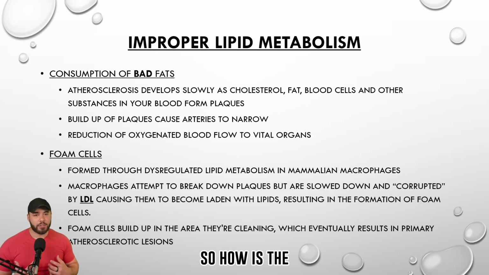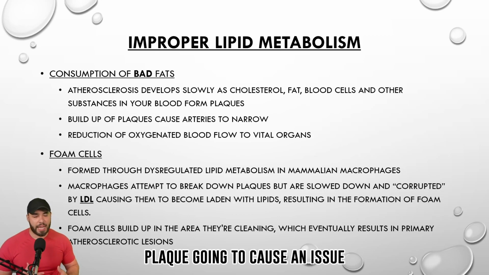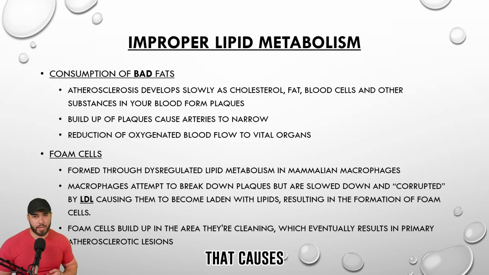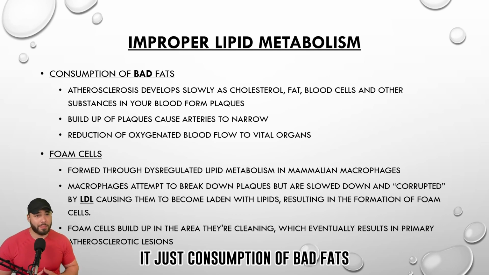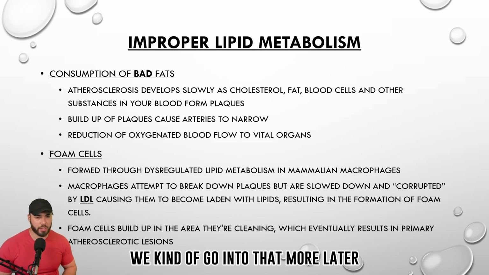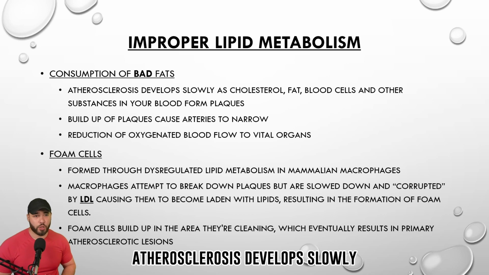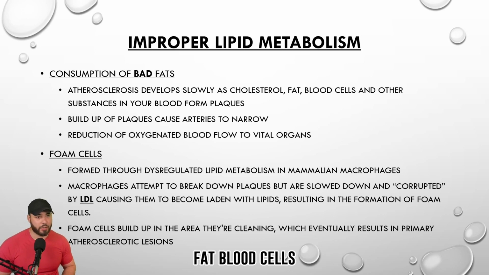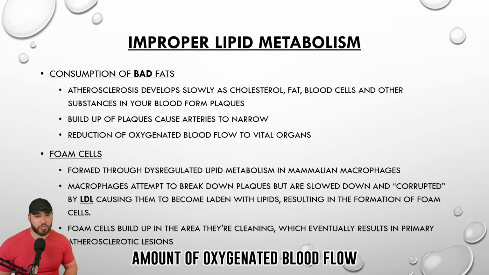So how is the plaque going to cause an issue that causes atherosclerotic effects? Pretty much it's just consumption of bad fats. We have good fats and then we have bad fats. We'll go into that more later. Atherosclerosis develops slowly as cholesterol, fat, blood cells, and other substances in your blood form plaques. The buildup of plaques causes arteries to narrow, and this in turn reduces the amount of oxygenated blood flow to vital organs.